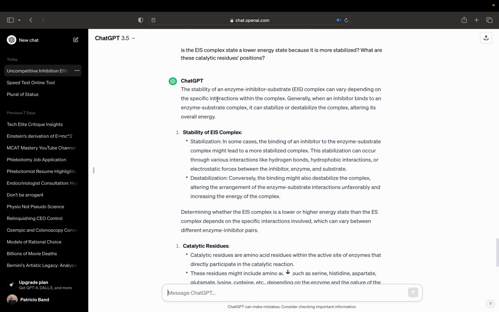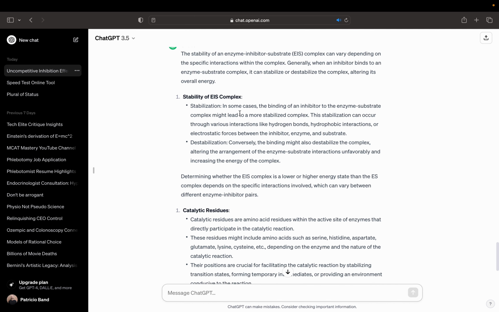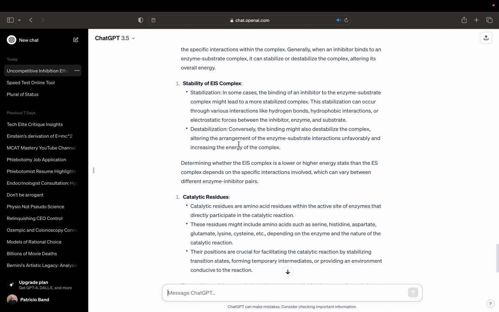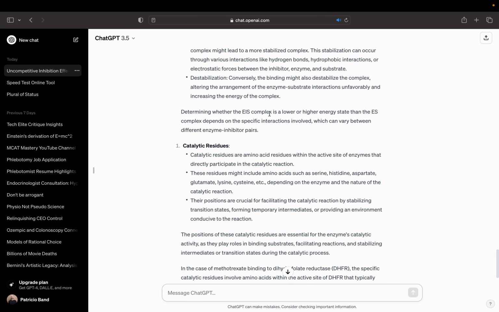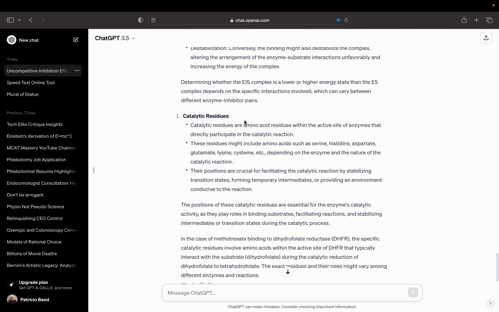It can vary depending on the specific interactions between the complex. Generally, when an inhibitor binds the enzyme receptor complex, it can stabilize or destabilize the complex, altering its overall energy. Stabilization can occur through various interactions like hydrogen bonds, hydrophobic interactions, or electrostatic forces between the inhibitor, enzyme, and substrate. Destabilization alters the arrangement of the enzyme's interactions unfavorably, increasing the energy of the complex. Whether it is a lower energy state depends on the specific interactions involved, which can vary between different enzyme inhibitor pairs.